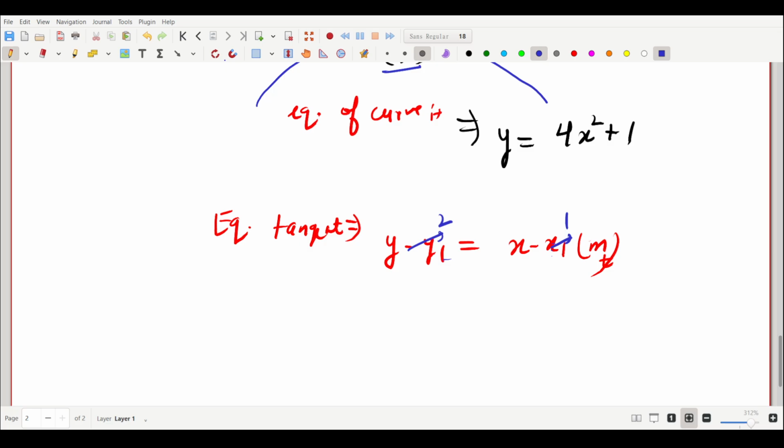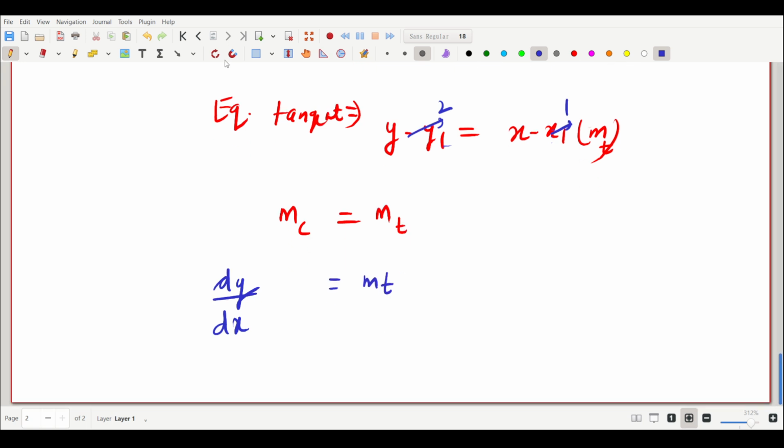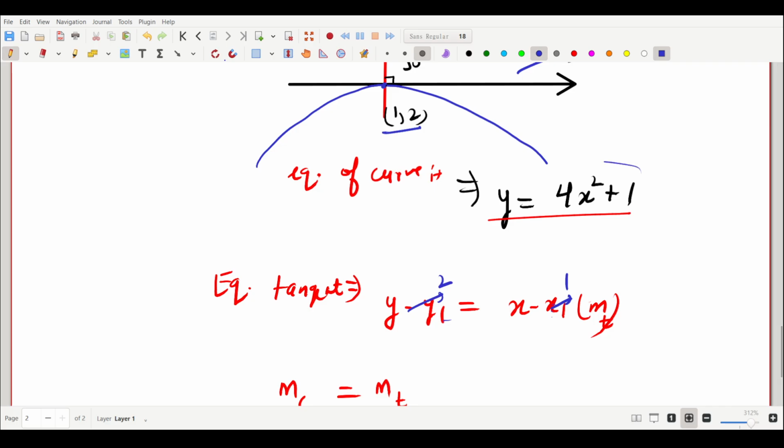Then I'm telling you, the slope of tangent is nothing but the slope of curve. Slope of curve, slope of tangent are equal. Slope of curve, I'm representing it by MC, is equal to the slope of tangent. We are finding the slope of tangent. So what is the slope of curve? Slope of anything is just the dy over dx of its equation, equals mt. So what is dy over dx of the given equation of curve?